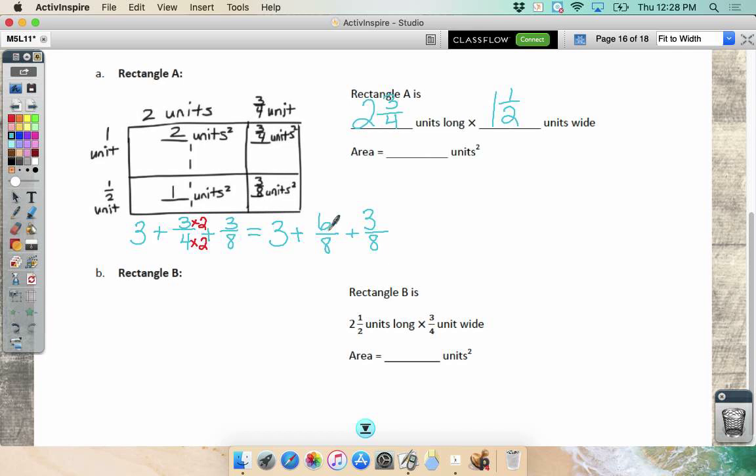Okay? Now I add that all together. You get 9/8. So I've got 3 and 9/8, or 4 and 1/8, because we don't want to leave an improper fraction as the answer. Now, does everyone understand how we got 4 and 1/8? Yes. This would be 8/8 plus 1/8. Okay? All right. So that's using the area model. Go ahead and make sure you've got all that written down.